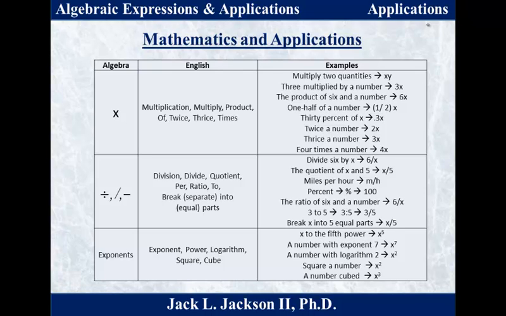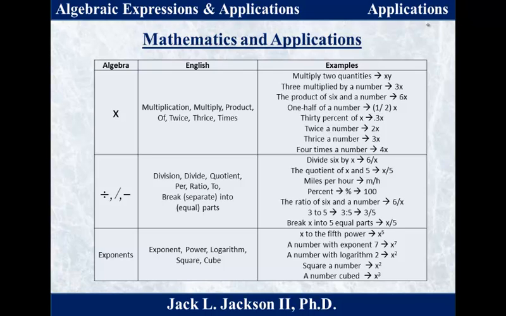Divides can be written with the horizontal line with the 2 dots, a slanted line, or horizontal line. The horizontal line is also a grouping symbol for a fraction. The slanted line and the line with the 2 dots are not grouping symbols. Words that you might see in English would be division, divide, quotient, per, ratio, to, or I might say something about breaking apart or separating into equal parts. So divide 6 by x, 6 divided by x. The quotient of x and 5, x divided by 5. Miles per hour, that's miles divided by hour.